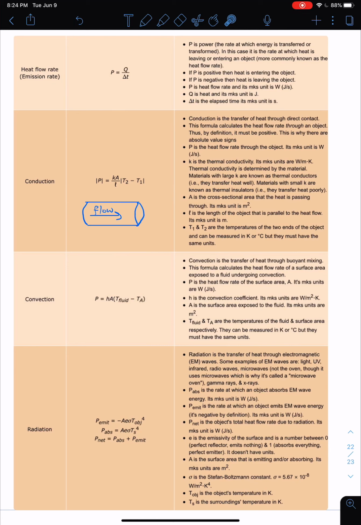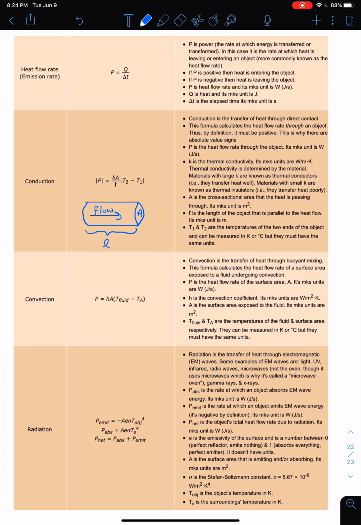L, that length right there. So this is A on the end. I'll put an A there, that's the area. This is L. It's the length of the object that is parallel to the heat flow.